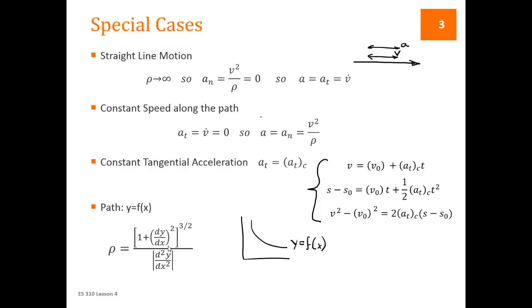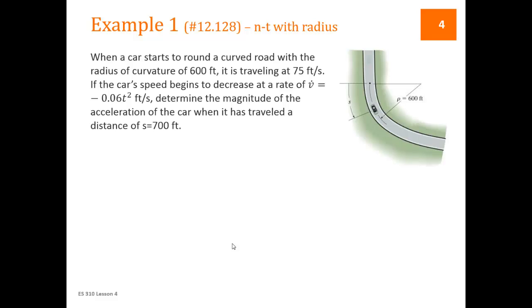So 1 plus the derivative of y with respect to x squared, to the 3/2, and divided by the magnitude, so without the sign, of the second derivative of y with respect to x. So that will be handy if you're not given a radius, but you are given the equation for the curve. So let's take a look at an example.